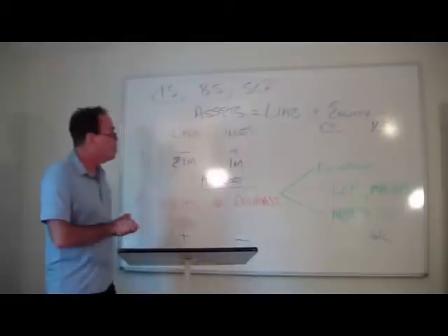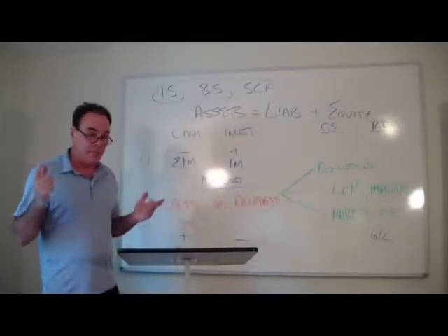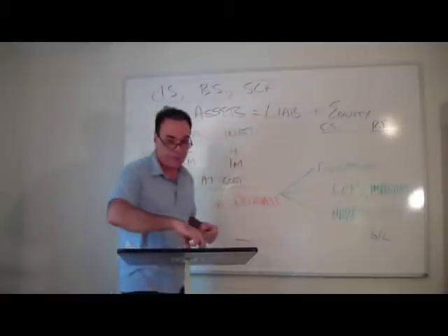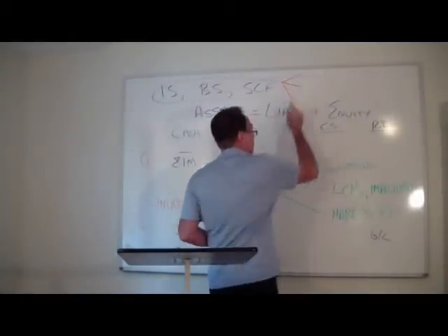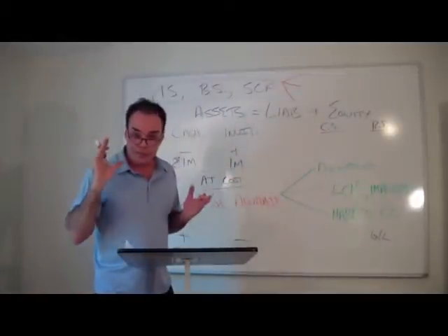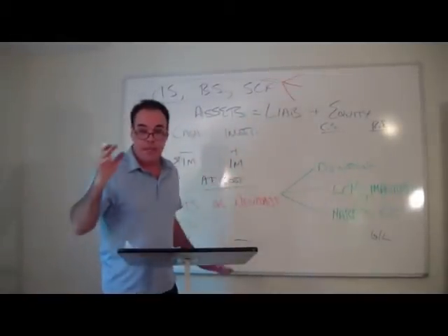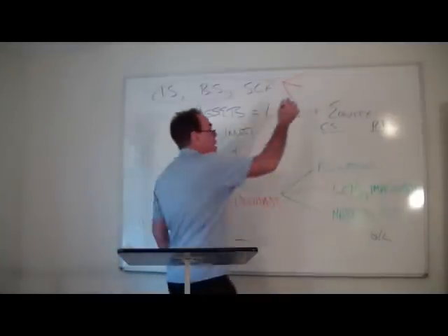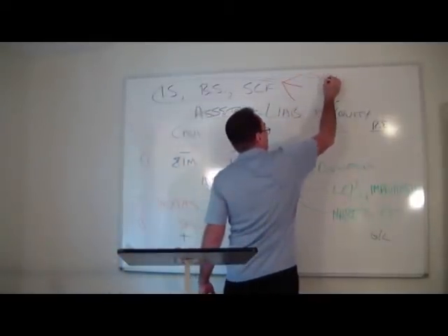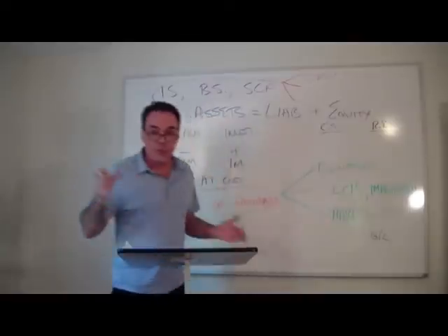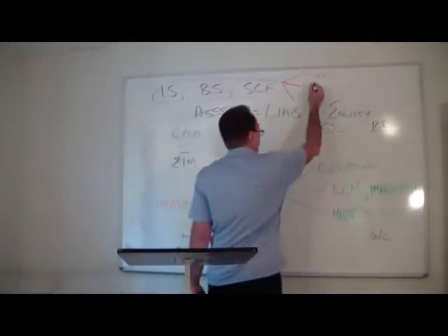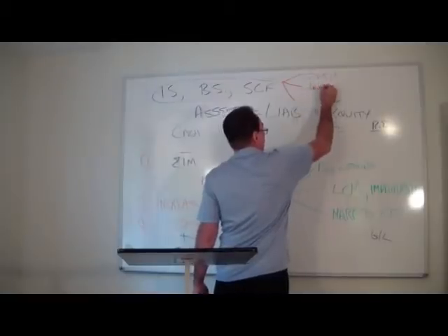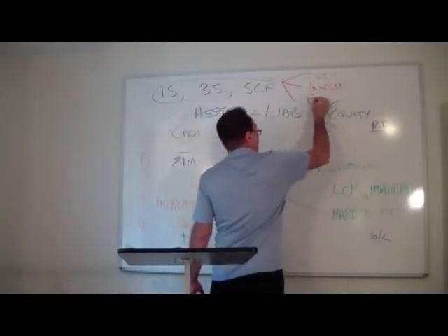Statement of cash flows. Let's see. Remember, the statement of cash flows is divided into three parts. The statement of cash flows tells us what happened to our cash flows. So we could have cash flows from our operations, which are basically the cash flows related to our revenues and expenses from our core business operations. We could have investing cash flows, and we could have financing cash flows.